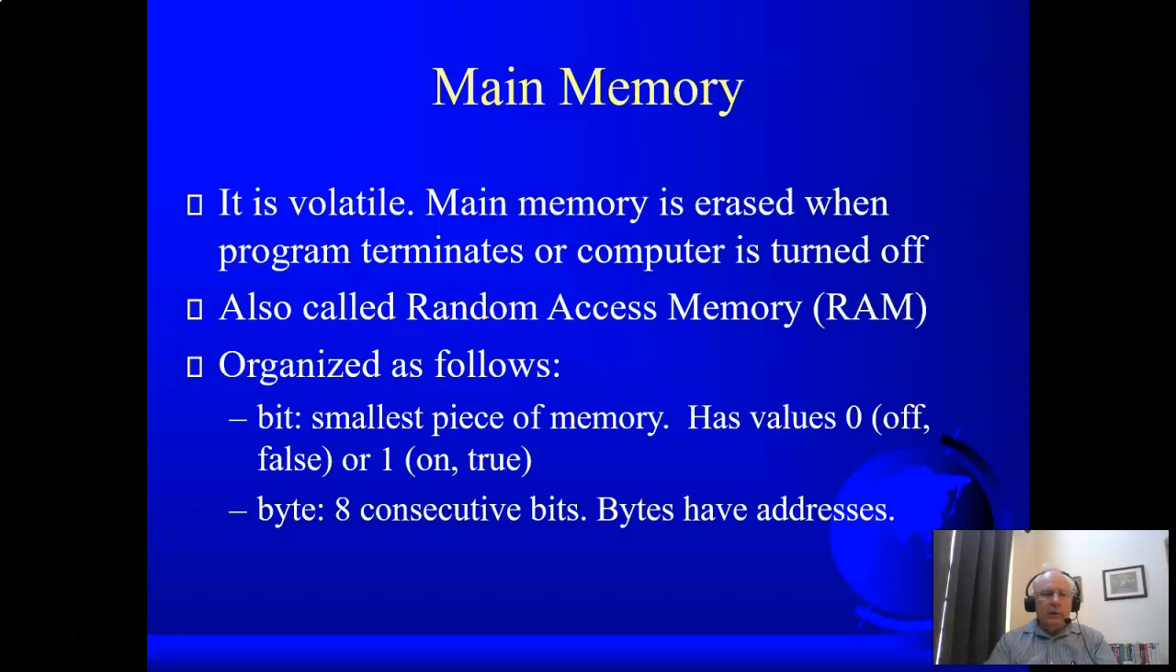And so they gave way to semiconductor memory, which, of course, when the supply voltage goes off, it forgets, right? And we refer to it as random access memory, and it's organized as follows. A bit is the smallest piece of memory, has a value of 0 or 1. A byte is 8 consecutive bits. Bytes have addresses. On the original PCs, that was a 16-bit address, which could address 64K of memory. And of course, you know, today is much larger. This particular computer has 8 gigabytes of memory and has 6 processors.